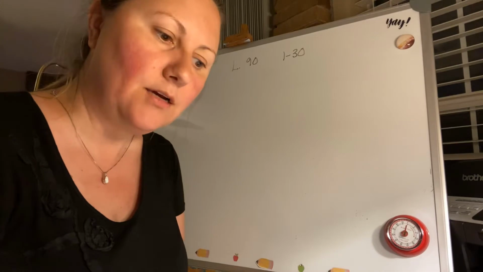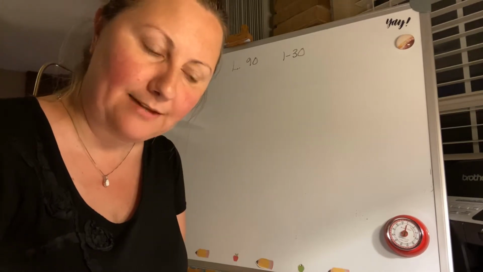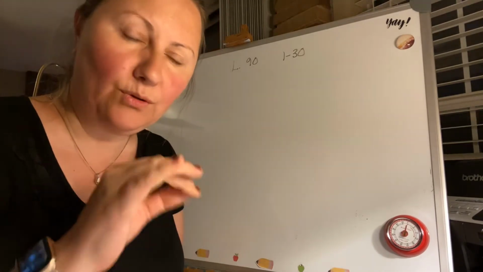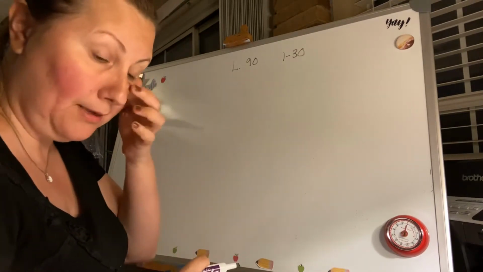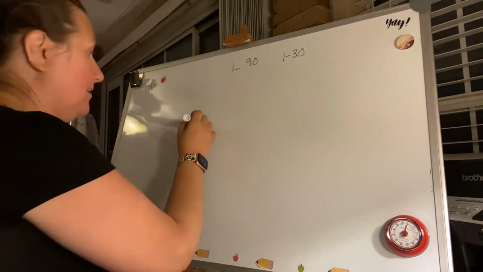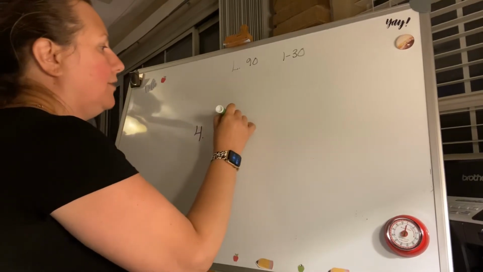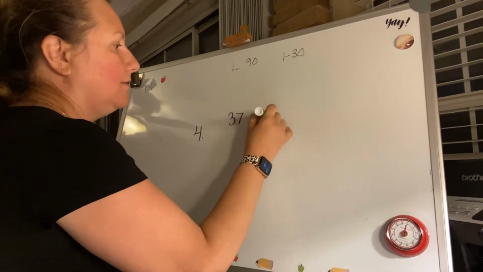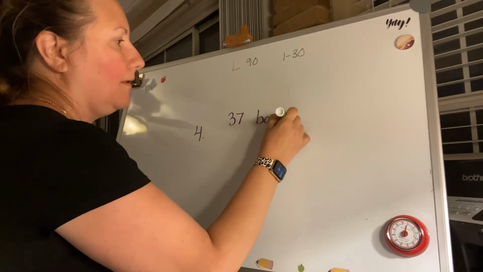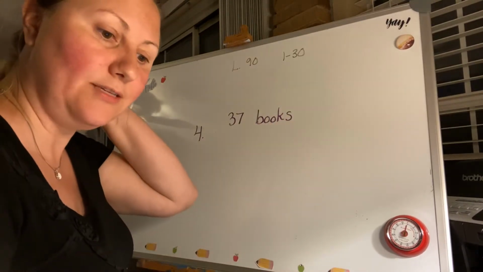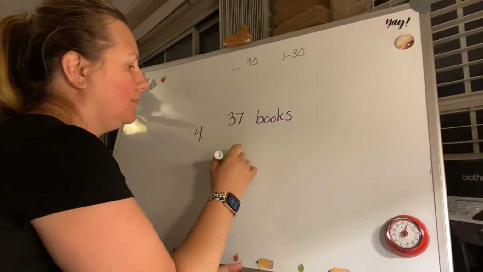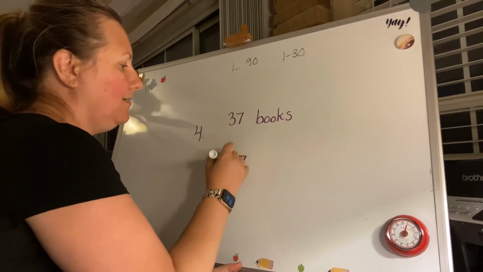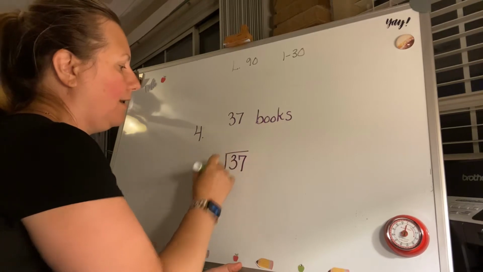Number 4, Carmen separated the 37 math books as equally as possible into 4 stacks. Okay, so think about that. There's 37 math books, and she's separating it into 4 stacks as equally as possible. So 37 divided by 4.